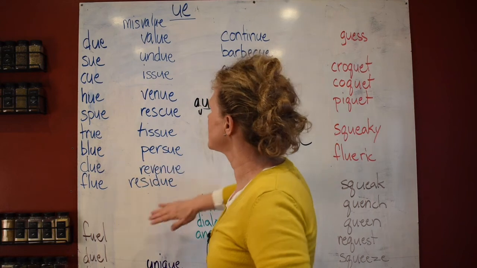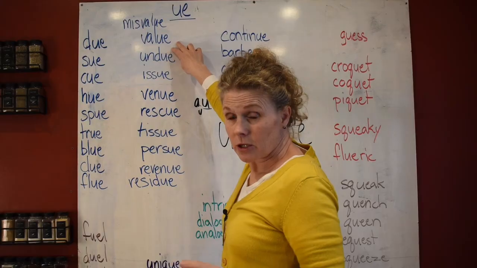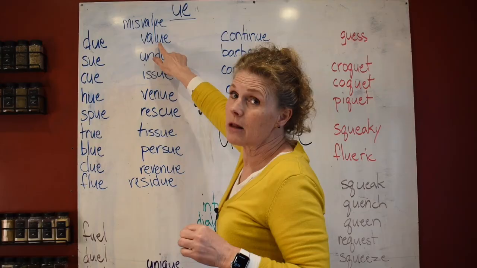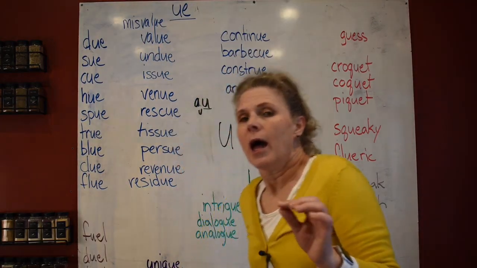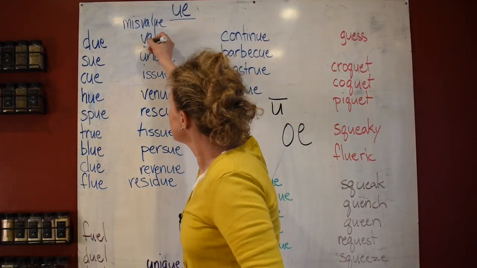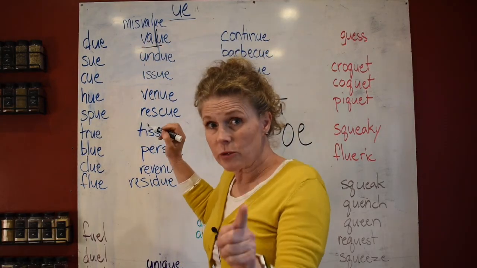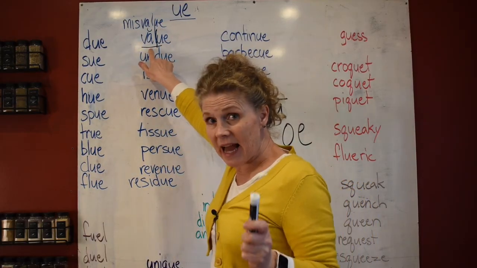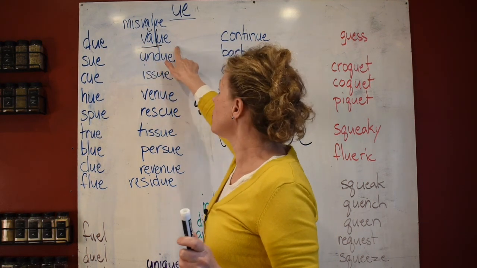Now these ones are multi-syllable words, which are trickier, but they still end in UE. The UE will be at the end of multi-syllable words. This is value. Now remember how we talked about closed syllables. This is a closed syllable. It breaks right here. That's the reason why this A is short. This A is the accented syllable. So it's going to say value.